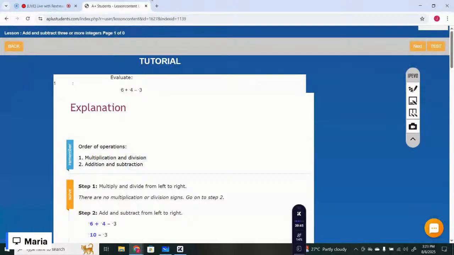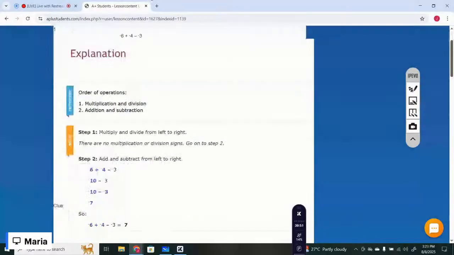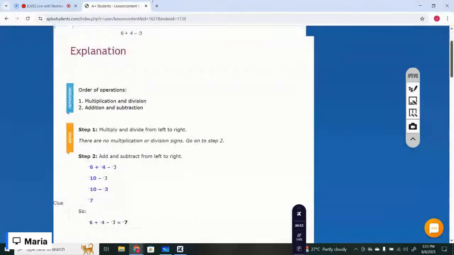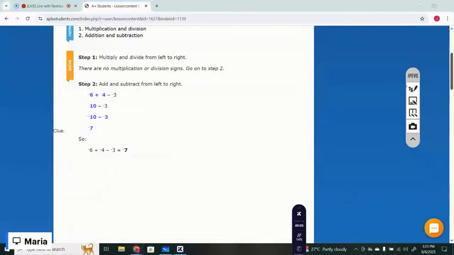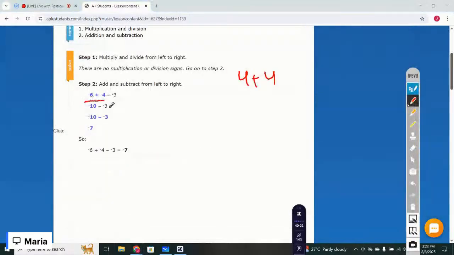Evaluate -6 plus -4 minus -3. Order of operation: multiplication and division, and then addition and subtraction. -6 plus -4. Adding two negative numbers results in -10. -10 minus -3. Subtracting a negative integer is same as adding, so that would be -10 plus 3, and -10 plus 3 is -7.